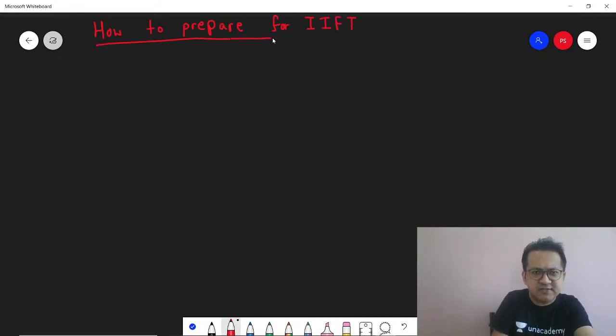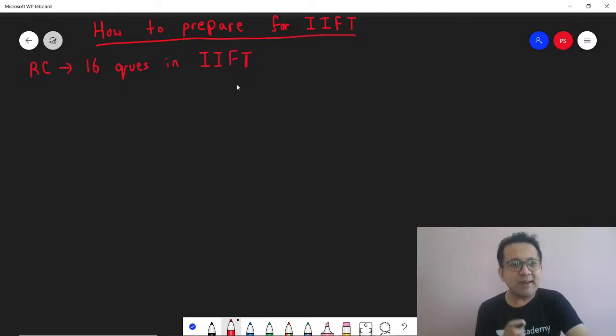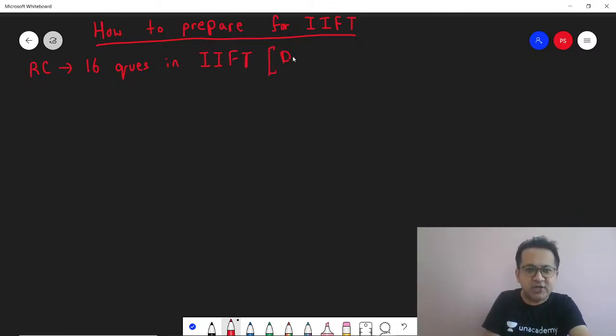Now, first thing first, let's talk about RCs. You will get around 16 questions from the RCs in IIFT. Unlike the CAT, where it tests your ability to interpret and derive conclusions and inferences, in IIFT these are direct questions. Answers are directly written in the passage. You just have to look for the answers.